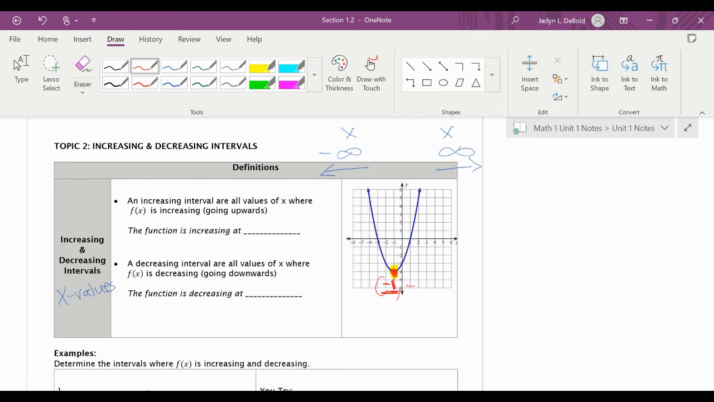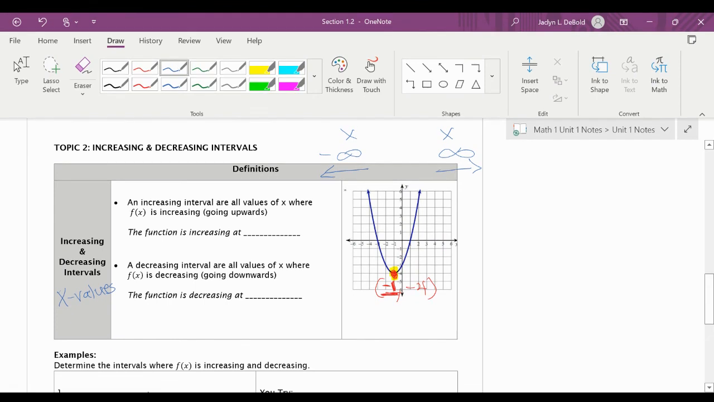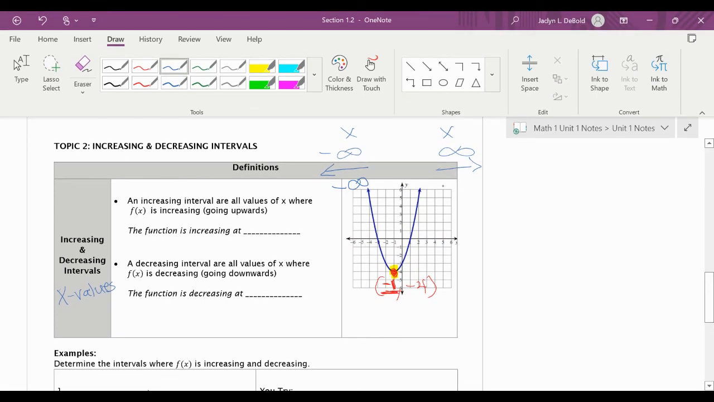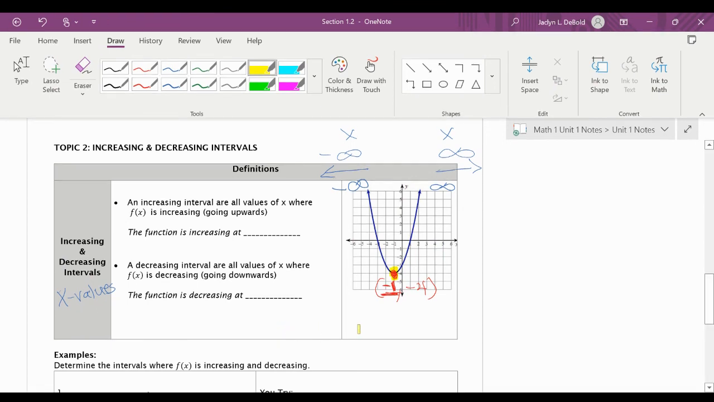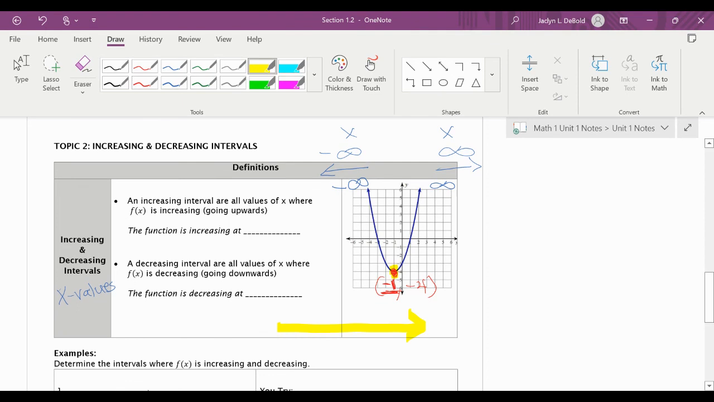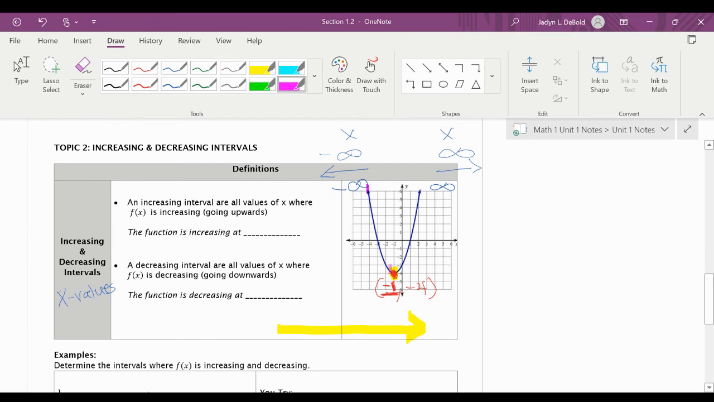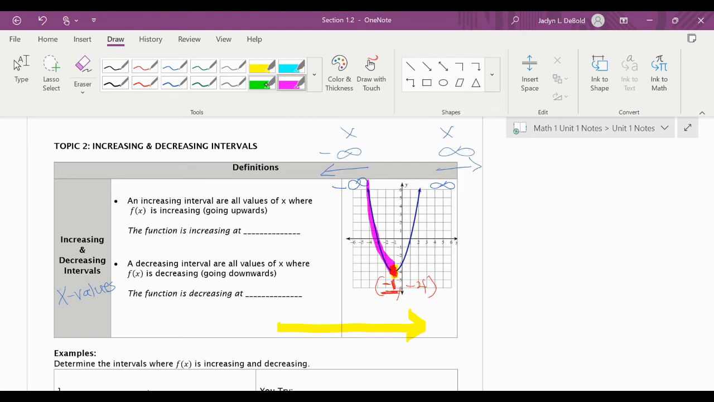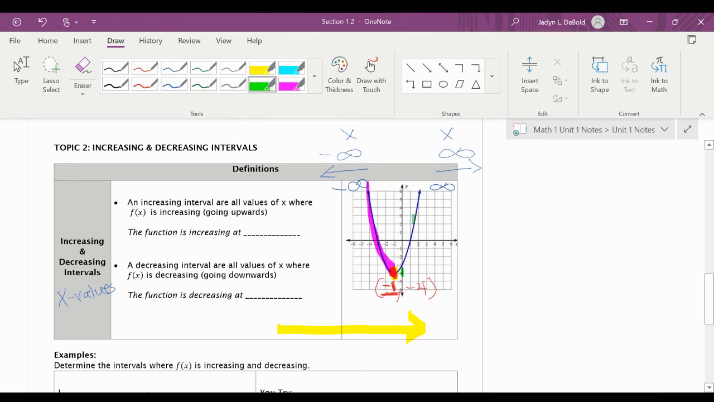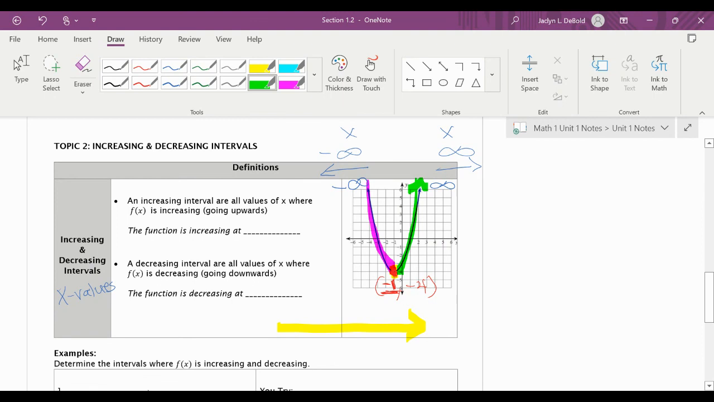Now, I know that when it goes off the graph in this left direction, this is negative infinity. This is our positive infinity. And when we talk about increasing and decreasing, we always go from left to right, just how we read a book. So when I go from left to right, I can see from negative infinity to negative 1, it's going down. And then from negative 1 to positive infinity, it's going up.